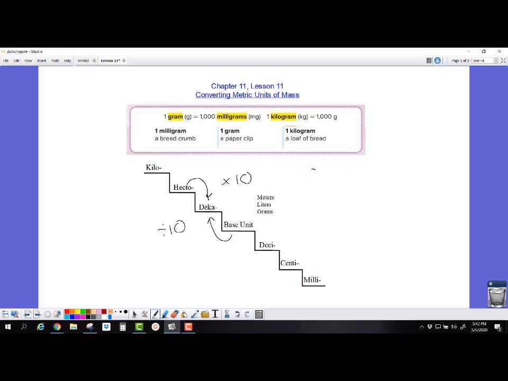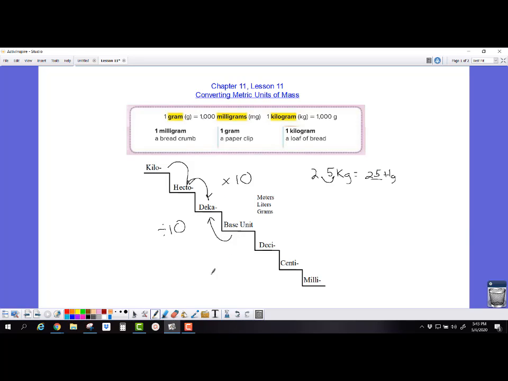So as an example, if I was converting 2.5 kilograms to, let's say, for instance, hectograms, which we probably would not ever do, I'm going to go from kilograms down to hecto, which is one step. So I would move my decimal one place to the right, and my answer would be 25 hectograms.